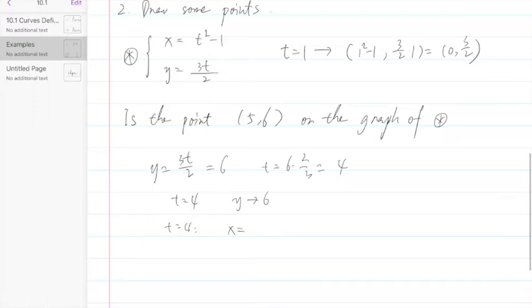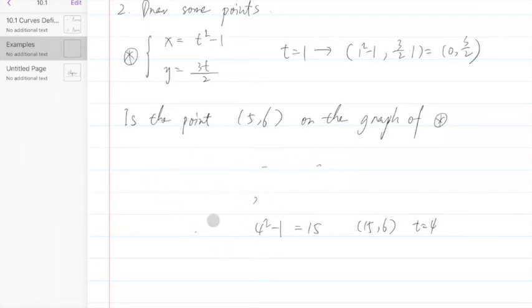But if you take t equals 4, your x, according to star, is going to be 4 squared minus 1, which is 15. Therefore, 15, 6 is on the curve when t equals 4. 5, 6 is not on the curve because I cannot find a t to satisfy 6 to be y and 5 to be x at the same time. To satisfy 6 to be y, my t has to be 4.